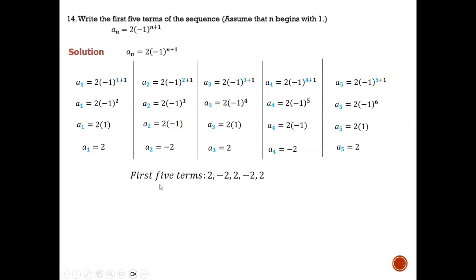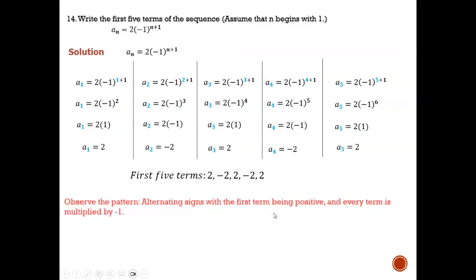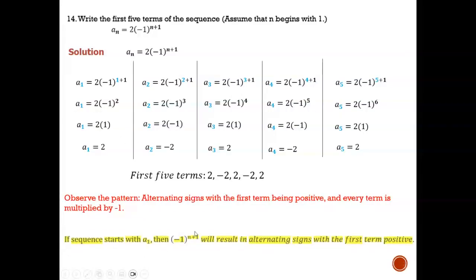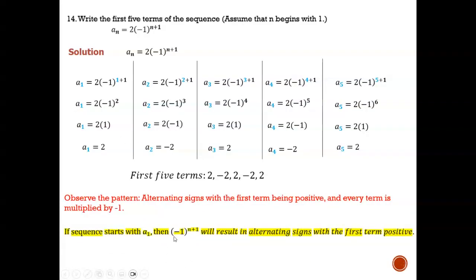So what do we get here? We get alternating signs, and it's the value 2 just changing from positive to negative, positive 2, -2, and so forth. So these are the first 5 terms. So what can we observe by this one? We also had alternating signs, but the first term was a positive, okay? And then every term after was multiplied by a -1. So this sequence starts with -1 to a power of n plus 1.